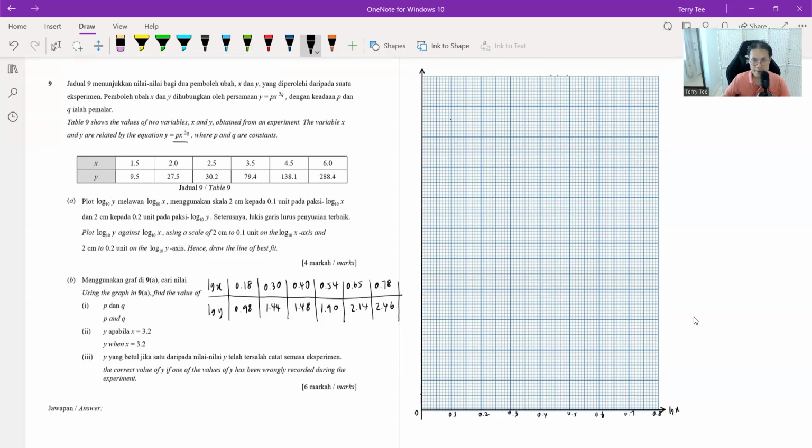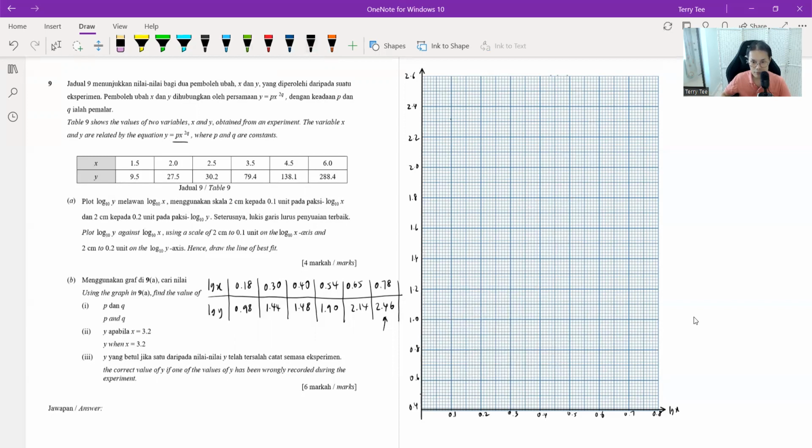For your y-axis, this is 0.2. I can't start from 0.2. My largest is 2.4, so the multiple of 0.2 will be 2.6. So I start from here, 2.6, 2.4, and work backwards: 2.2, 2.0, 1.8, 1.6, 1.4, 1.2, 1.0, 0.8, 0.6. And now notice I start from 0.4 instead.